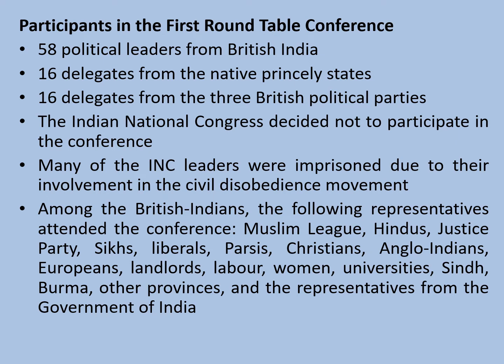The first Roundtable Conference had 58 political leaders from British India, 16 delegates from native princely states, and 16 delegates from British political parties. It did not have any representation from the Indian National Congress, as Congress boycotted this conference because the Nehru Committee report was completely ignored by the Britishers. The Britishers had representatives from all sections in India, from the Muslim community, Hindus, and the different political parties.